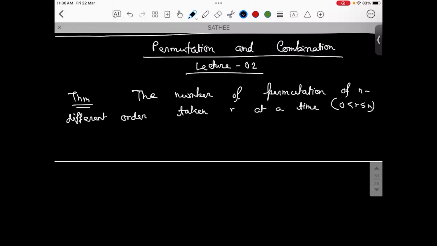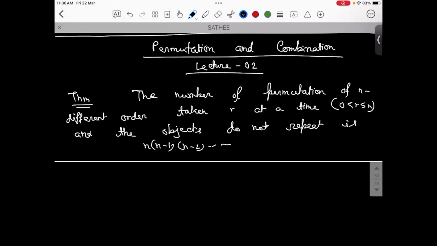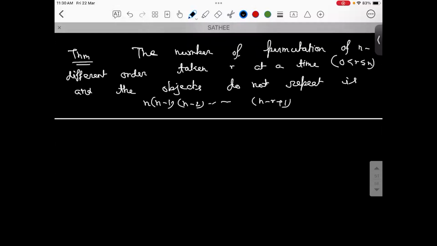That is, we will choose any positive natural number. Now you can say positive integer. We will consider only positive integers here. At a time, and the objects do not repeat, is n into n minus 1 into n minus 2, and so on up to n minus r plus 1. Okay, so this is the formula. So how do we obtain this formula? Let us see how we obtain this result.